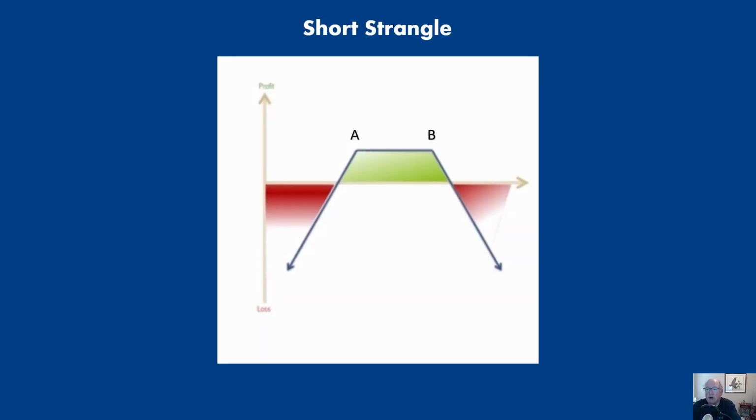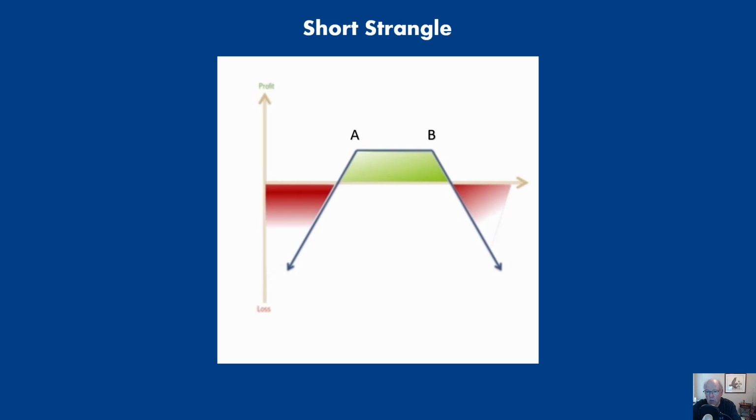Here's a risk graph on a short strangle. And a short strangle is simply selling an out-of-the-money call and an out-of-the-money put. In this illustration, A is represented as the out-of-the-money put and B is the out-of-the-money call. And what you can see here is the green area is the profit area, obviously. And as long as price stays within that range, in this case, that one standard deviation range, it will be a profitable trade.